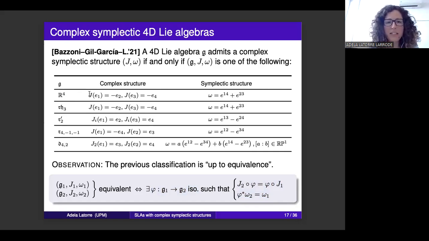So as you can see, there's just one complex symplectic structure up to equivalence on R4, one up to equivalence in this algebra, one up to equivalence in this one, but this one here is the first one that admits different non-isomorphic, non-equivalent complex symplectic structures.